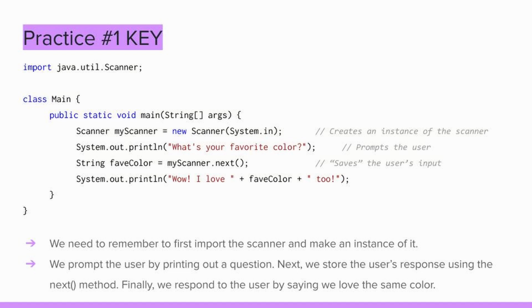Here's the key. First, to use scanner, we need to import it at the top of the file. Then, inside the main method, we'll make an instance of the scanner with Scanner myScanner equals new Scanner(System.in). Then we'll print out a message for the user so they know what we want them to enter. Once the user responds, we'll store their response using the next method, since the next method stores one word at a time. Finally, we'll respond to the user by saying that we love the same color.